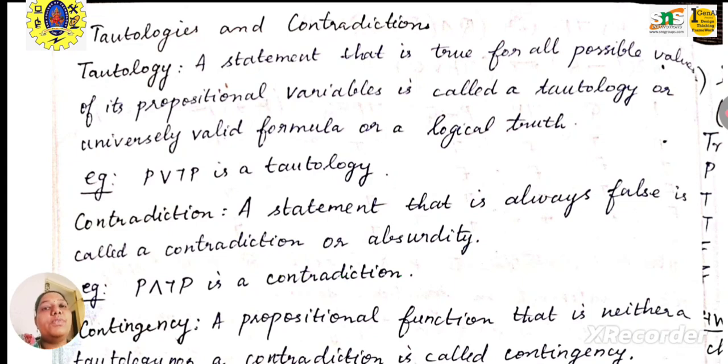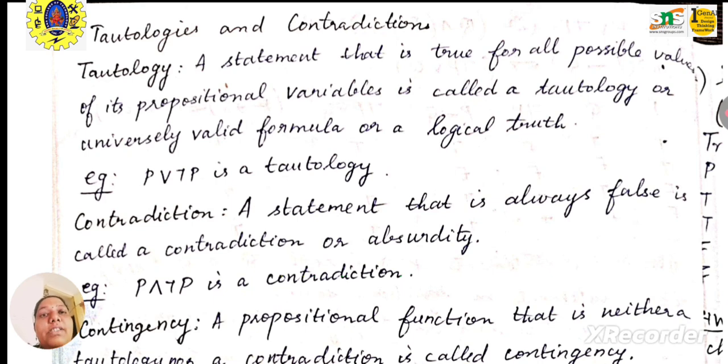So today we are going to see some definitions of tautology and contradiction. A tautology is a statement that is true for all possible values of its propositional variables. So our final answer will come as true. That is the main condition in a tautology, also called a universally valid formula or a logical truth. It must be a true value, then it is called a tautology. For example, p or negation p is a tautology. We can see it as an example in the following steps.